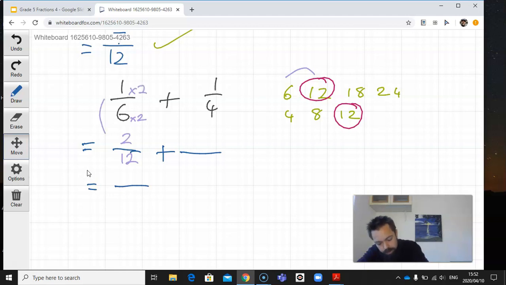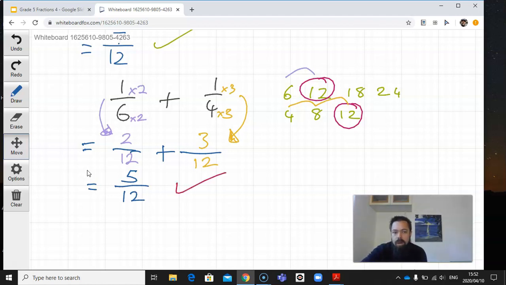There we go, it's an equivalent fraction. 2, 3, so times 3, times 3, 3/12. That's just an equivalent fraction. Now that I have both of them having the same denominator, I can add them. 12 at the bottom, 2 plus 3 is 5. There's my answer. Good. I hope that you've got that.